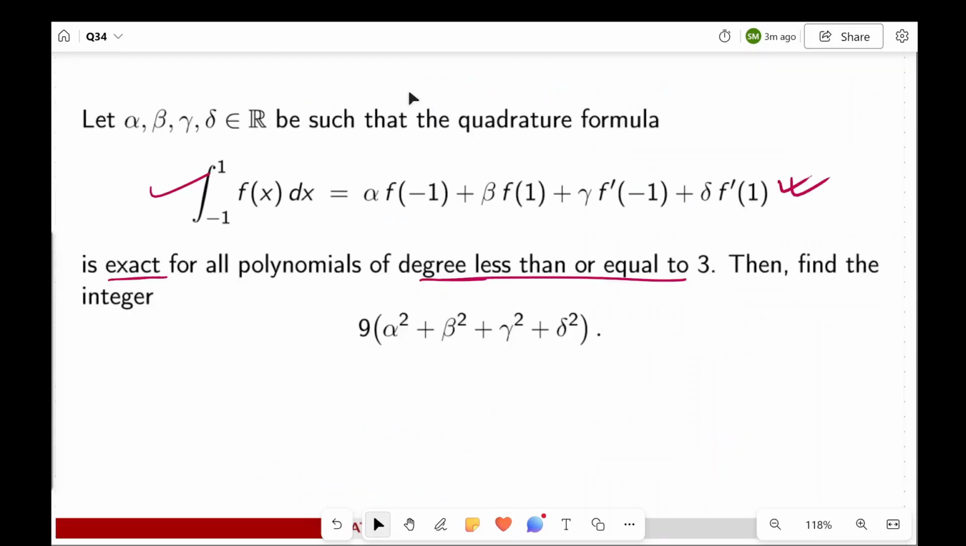So this is 9 times alpha squared plus beta squared plus gamma squared plus delta squared, which is 20. So that is the solution for this problem.